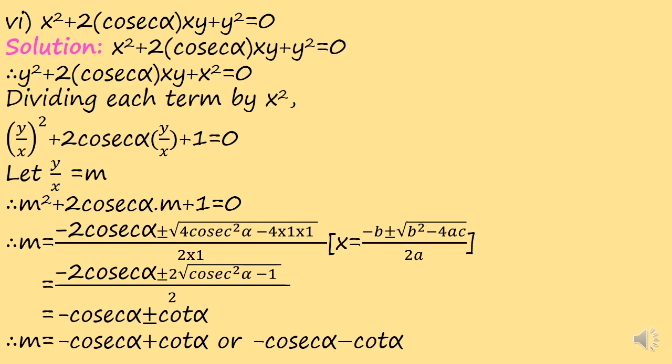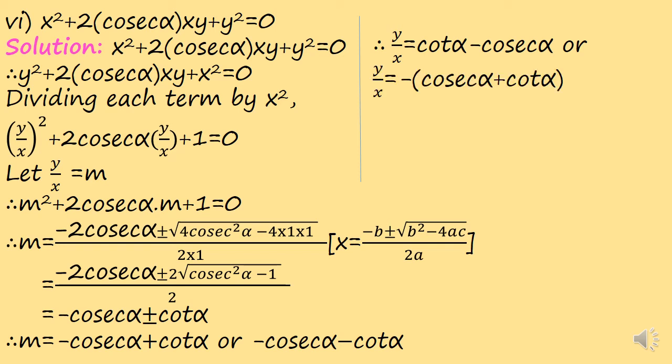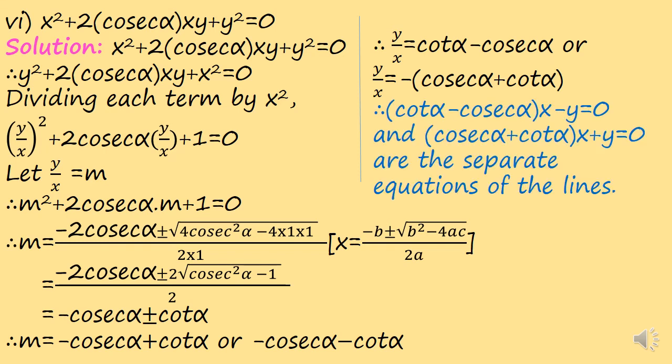M we have taken as y upon x. So y upon x is either cot alpha minus cosec alpha, the first term, or y upon x can be, taking minus common for the next term, minus cosec alpha plus cot alpha. Now cross multiply, take x on the RHS. So we get y is equal to cot alpha minus cosec alpha into x, or y is equal to minus cosec alpha plus cot alpha into x. Then we bring all the terms on one side, and that gives us the separate equations of the lines. Just study this and see if you are understanding it.